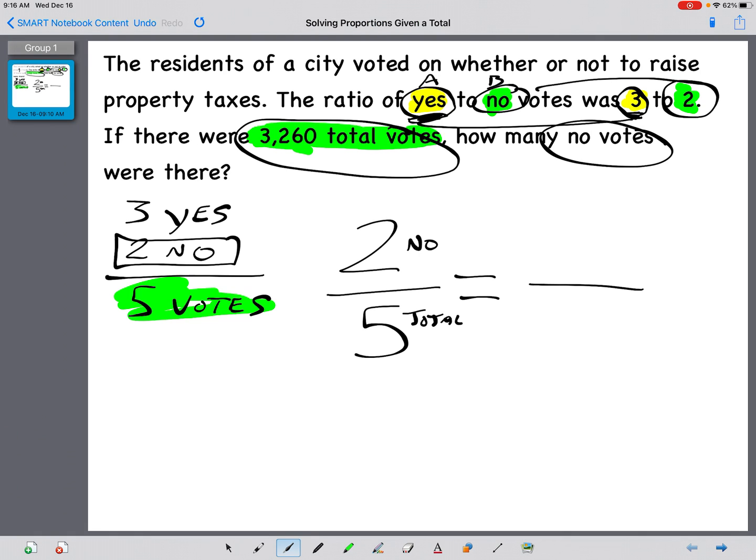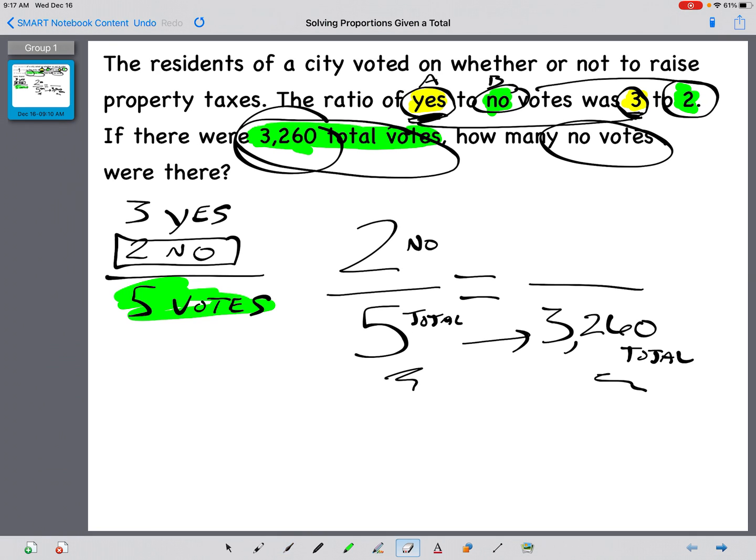So across in the other ratio, we need to have 3,260, so that we have the totals matching up. If we're going to put total in the denominator here, it needs to be in the denominator over in that one. Okay, and of course we have to have a spot for our unknown, and we'll just use a variable x for that. Okay, and this is the total no votes out of the 3,260.